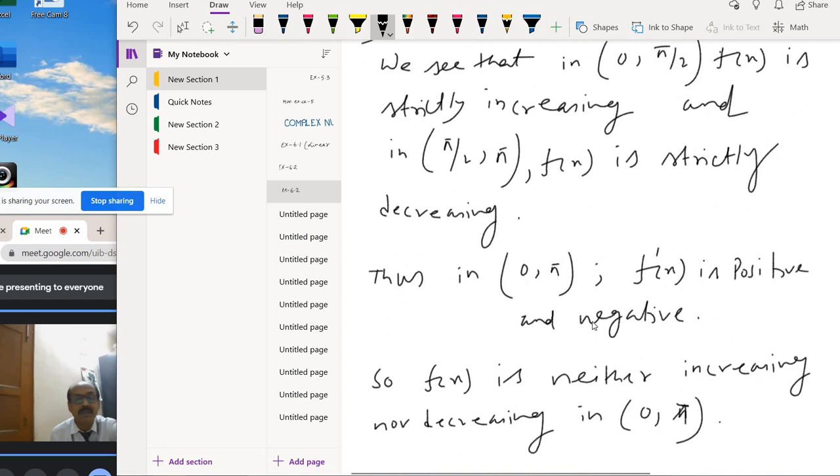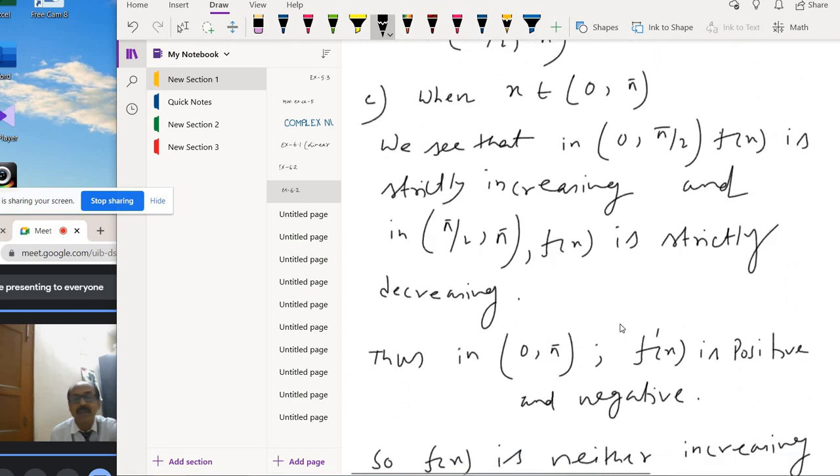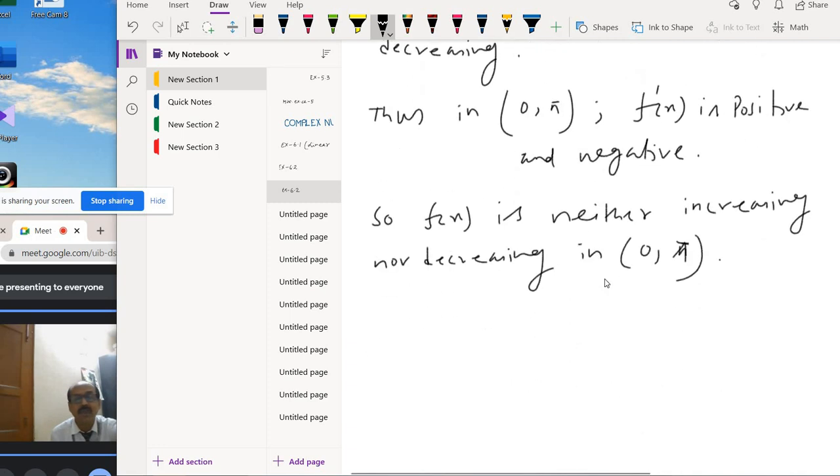Okay, so practice all these questions and the NCERT examples. Practice all the examples today. Then you can easily understand increasing functions and decreasing functions.